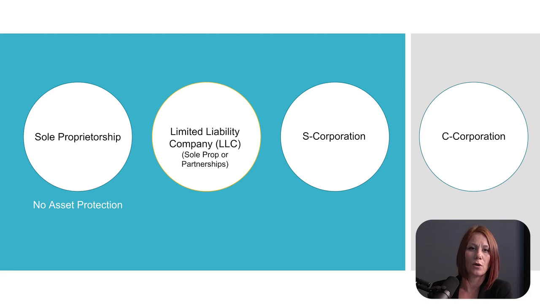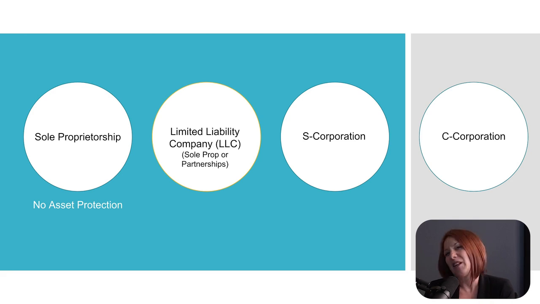When you file your tax return at the end of the year, everybody files a 1040, you will simply include your business income right within your tax return. So the sole proprietor, the federal government sees you and your business as one and the same. There is no asset protection. Again, it sees you as one and the same.